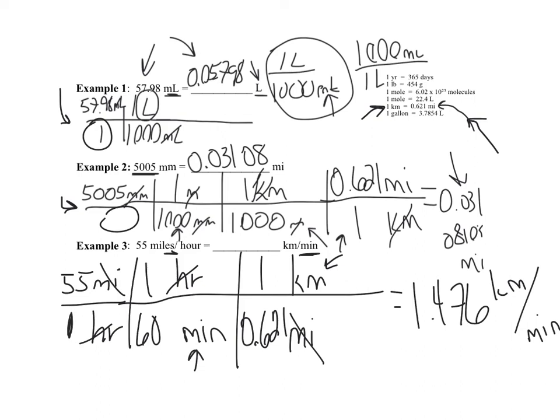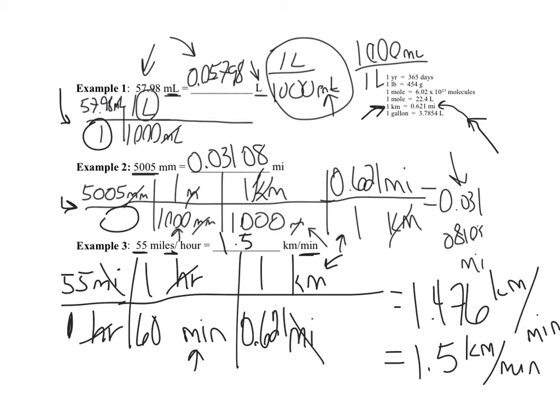Last step, significant figures. If I start with 2, I need to end with 2, because that's how we set up all our problems, which means I need to round my 1.476 to 1.5 kilometers per minute.